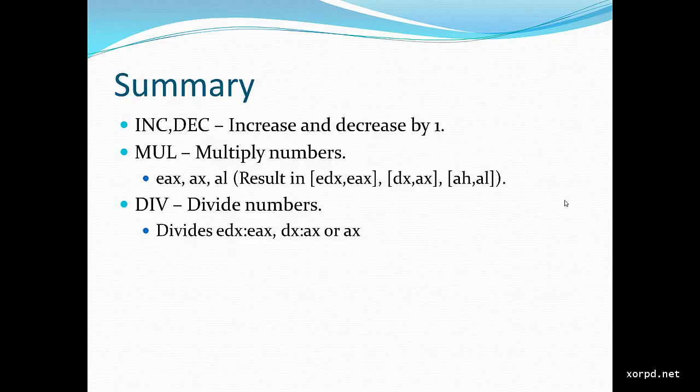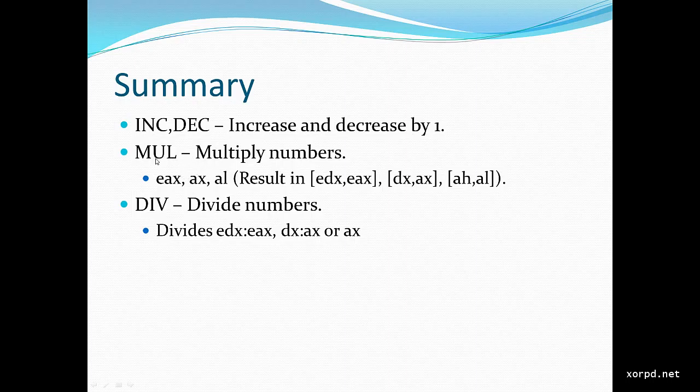Summary of the instructions we have seen this lesson, and we have seen many instructions this lesson. Inc and dec allow us to increase and decrease by 1 correspondingly. The mul instruction allows to multiply numbers. We have seen that it has 3 forms. It even has more forms than that. It has 4 forms if we are speaking about the 64-bit version too. But in the 32 version it has 3 forms.